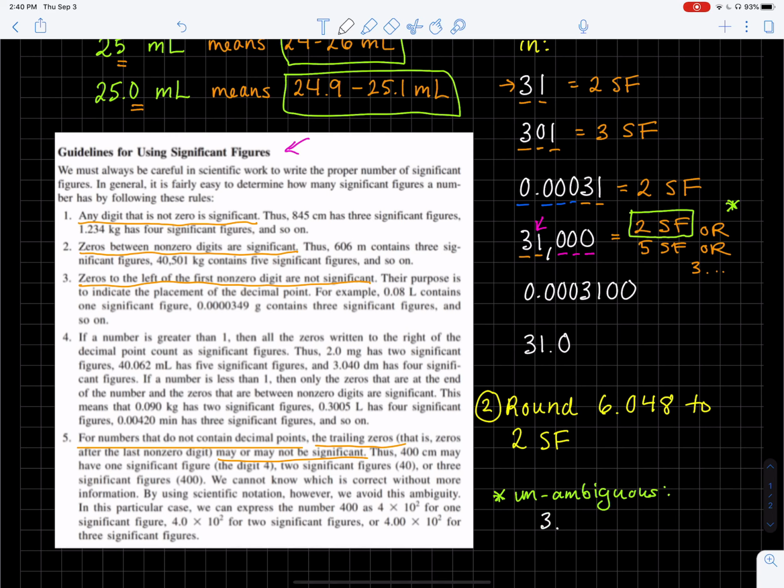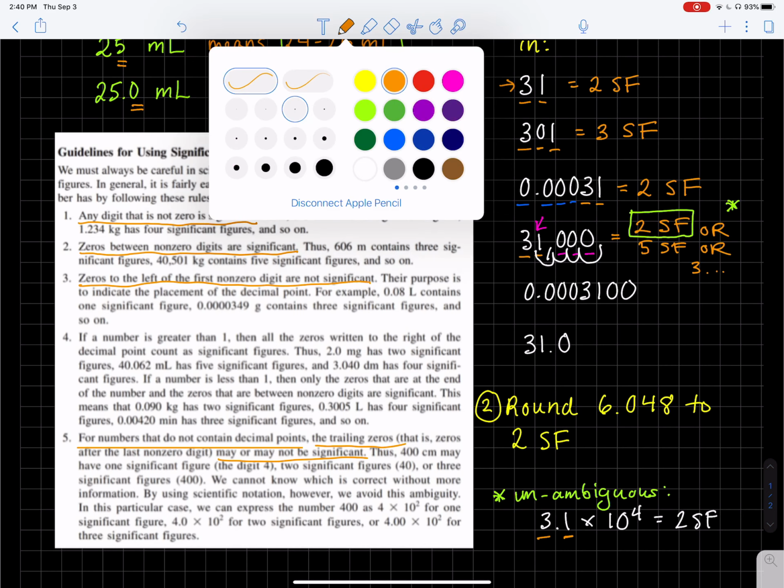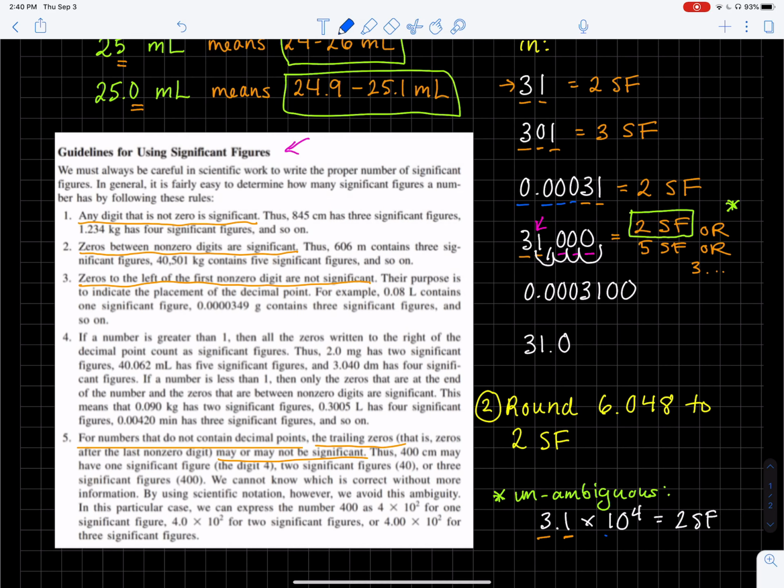So if I write 3.1 times 10 to the, and I'm going to show you how I figured that out, 3.1 times 10 to the 1, 2, 3, 4, times 10 to the 4, that number has 2 sig figs. When you look at scientific notation, then you look at the sig figs in this number, and the exponent is actually irrelevant. This has no bearing on your sig figs.